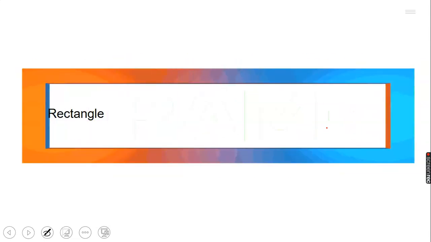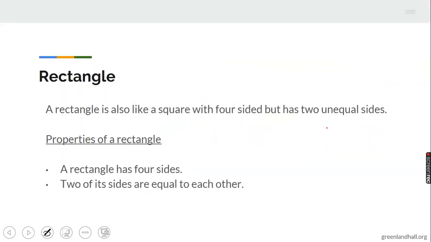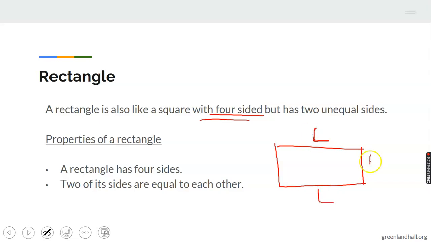The next we look at is a rectangle. As you can see on the screen, this is a rectangle. A rectangle is also like a square with four sides. But the only difference between a square and a rectangle is that a rectangle has two unequal sides. That is, only two sides are equal to each other. This side is equal to this side. This is the length and this is the breadth, which is equal. So only two sides are equal to each other.